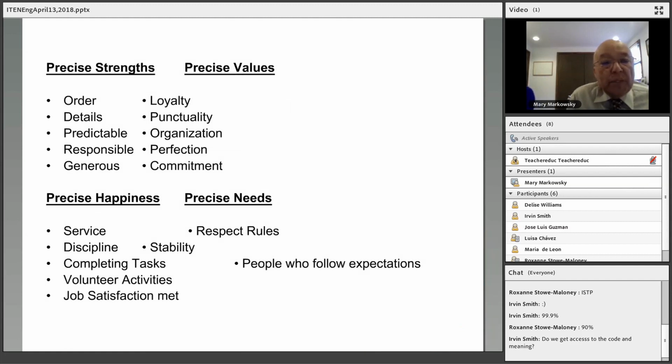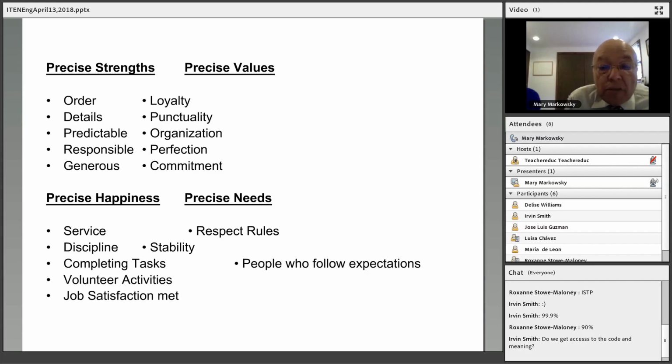Now we come to the precise students. Their strength: they like order, details, they're predictable, responsible, and generous. Their values: loyalty, punctuality, organization, perfection, and commitment. Their happiness: they like service. They like to serve. They like to be volunteers. They like discipline, completing tasks, volunteer activities, and job satisfaction met.